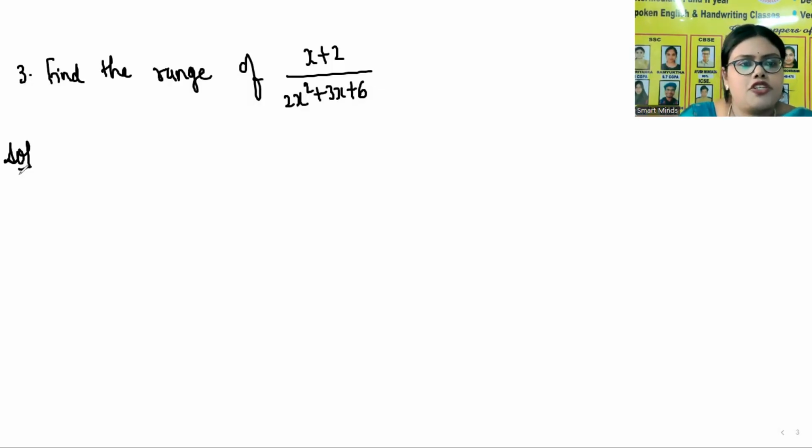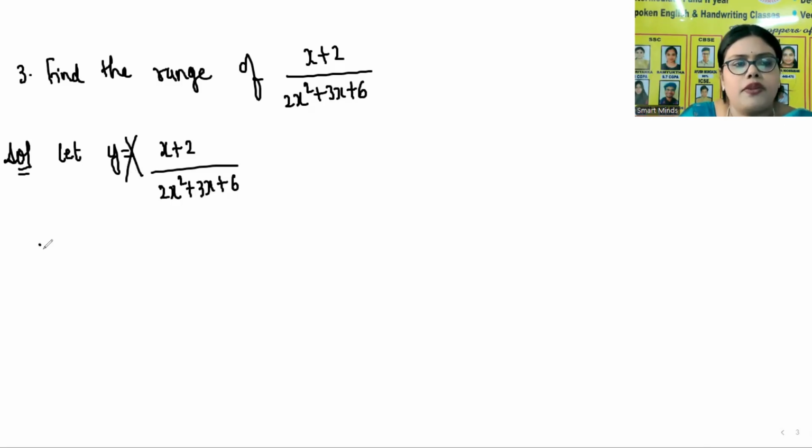Now take the next question. Find the range of x plus 2 by 2x square plus 3x plus 6. So again we proceed the same way. Let y is equal to x plus 2 by 2x square plus 3x plus 6. Now we cross multiply. So we get 2yx square plus 3yx plus 6y is equal to x plus 2.